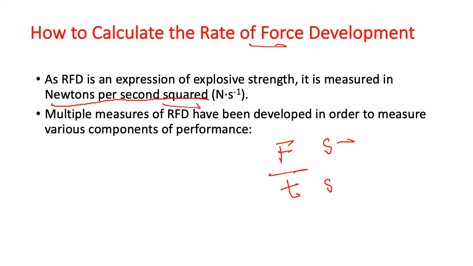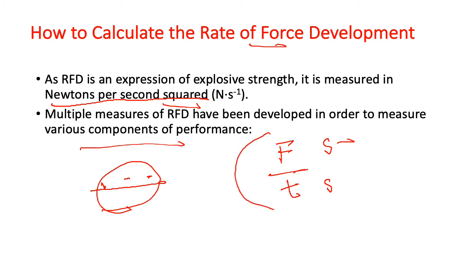Now, multiple measurements of RFD have been developed in order to measure various components of performance. RFD can be measured during a whole activity, or at some particular point or duration of activity. It depends upon your scenario and how you are going for the analysis. There are multiple ways to measure, but ultimately the formula is peak force over time taken to reach it. So if you have high RFD, then this time will be less and the force production will be high, and as a result you will have high RFD. Okay.